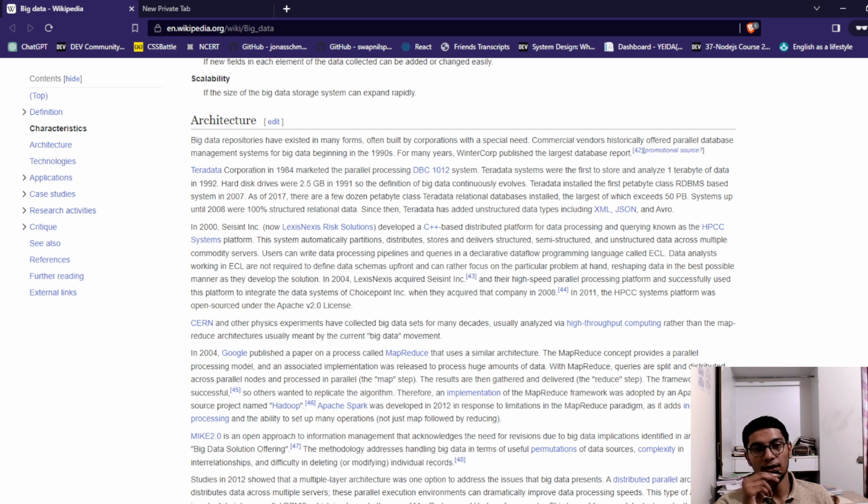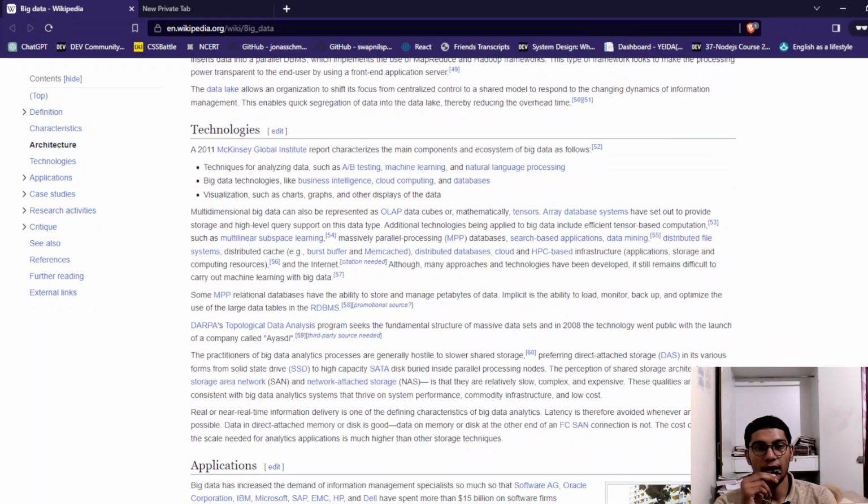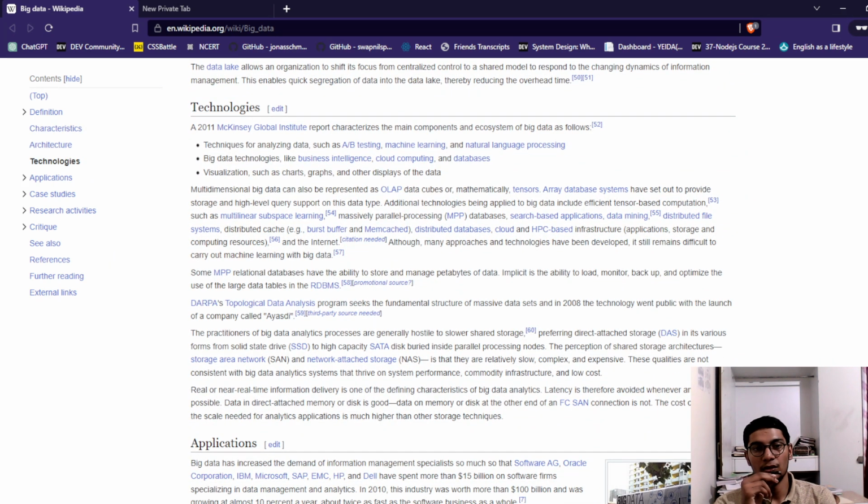As of 2007, there are a few dozen petabyte class Teradata relational databases installed, the largest of which exceed 50 petabytes. The systems until 2008 underpinned structured relational data. Since then, Teradata has added unstructured data types including XML, JSON, and R technologies. In 2011, the McKinsey Global Institute report characterized the main components and ecosystem of big data as follows. Techniques for analyzing data such as A/B testing, machine learning, and natural language processing. Big data technologies like business intelligence, cloud computing, and databases. Visualization such as charts, graphs, and other displays of data.